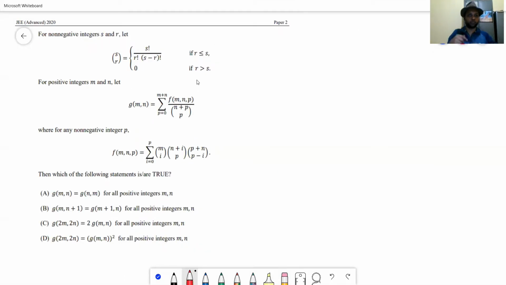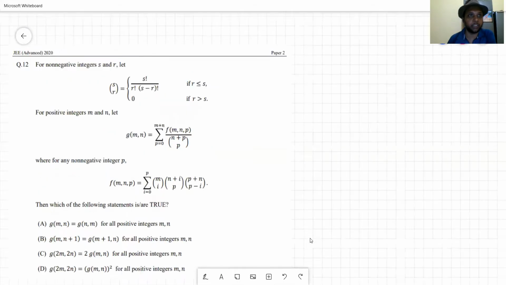Hi guys. So let us solve this question. This question is from JEE Advanced 2020, paper 2. It's question number 12.